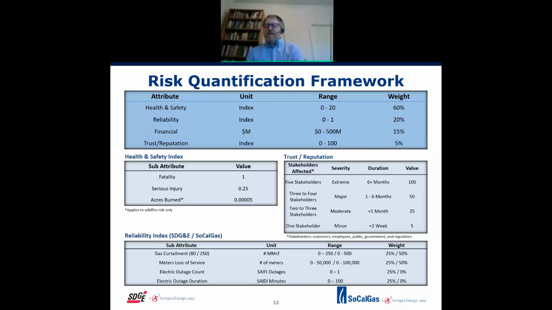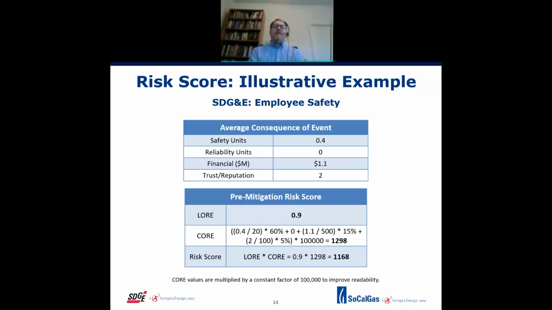Before we take questions, I'd like to walk through some examples of how we use this risk quantification framework. So Joe, if you could go to the next slide, please. In this illustrative example, we're talking about SDG&E employee safety. And the way the settlement agreement calls for it is that you look at if an event were to happen, how bad would it be?